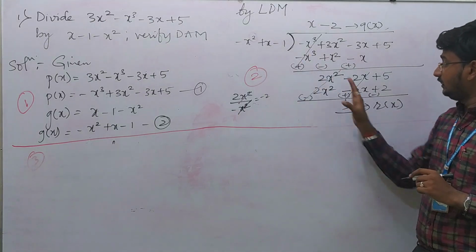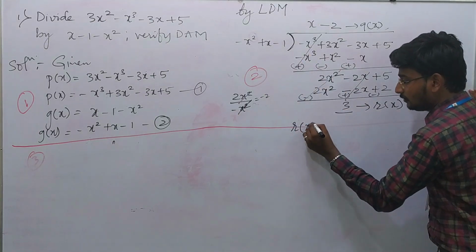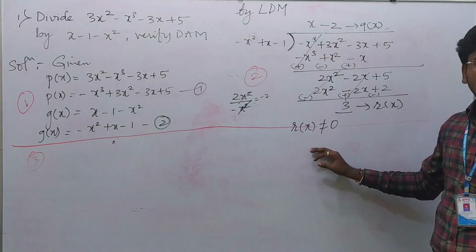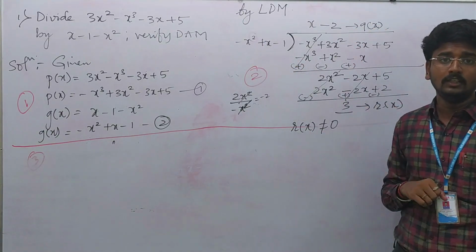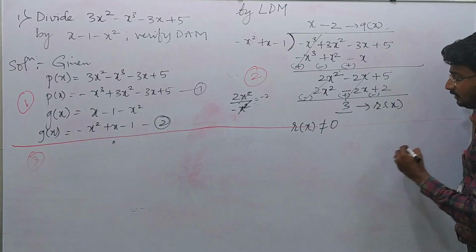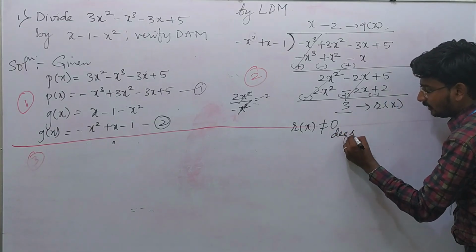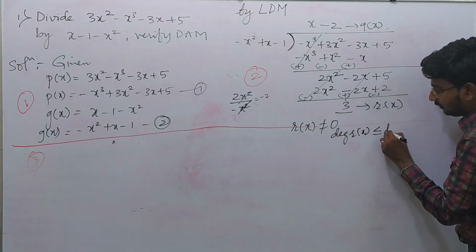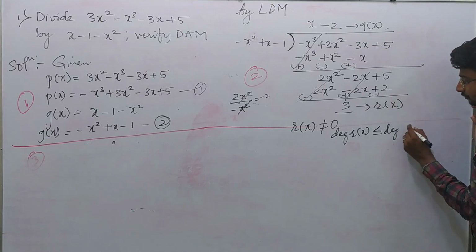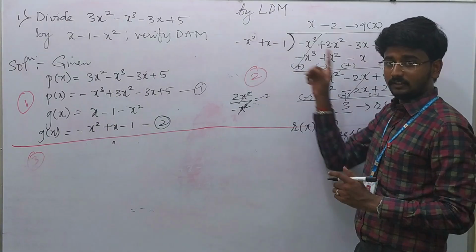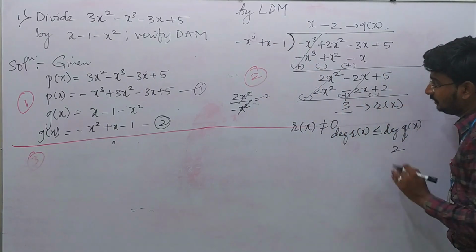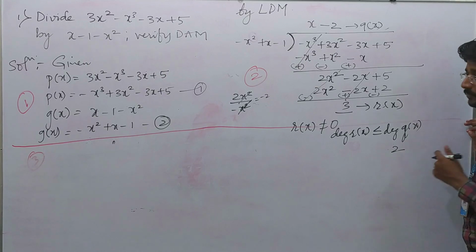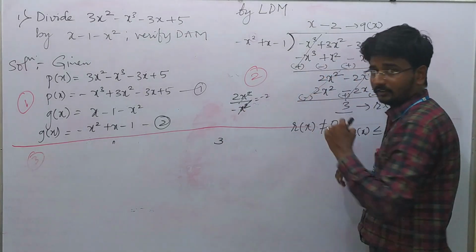Now check whether, see, remainder r of x is not equal to 0 here. If remainder is not equal to 0, then the degree of remainder should always be less than the degree of divisor. Let us check. Degree of r of x should be less than degree of g of x. What is degree of this g of x? It is 2. It should be less than 2. What is remainder here? It is 3, a constant.